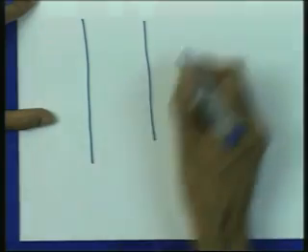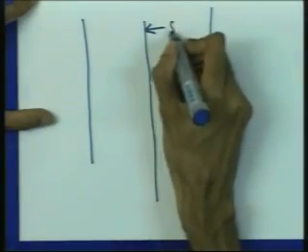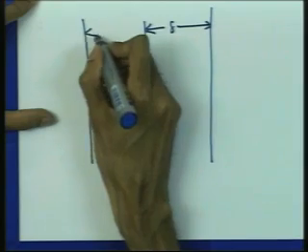So let's magnify the small band around the center. Here's the central line, and here are the two bands. So this is delta, and this is also delta.